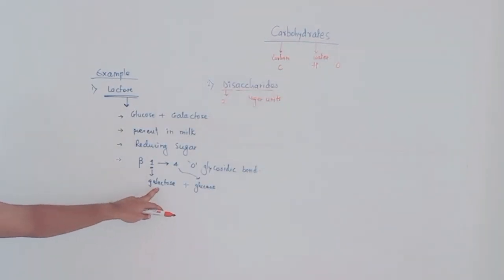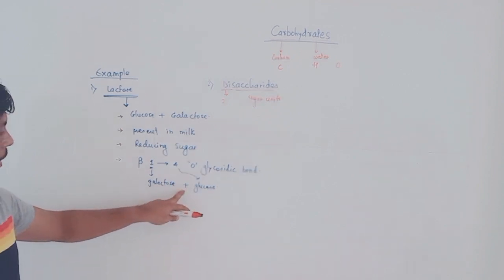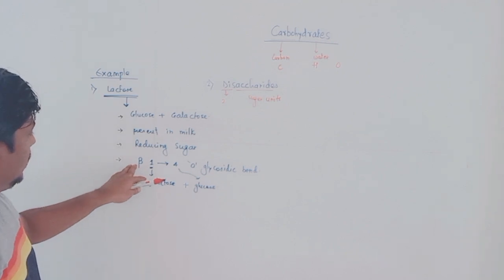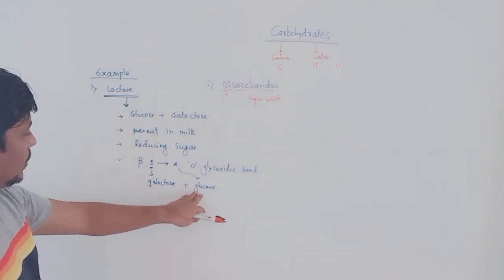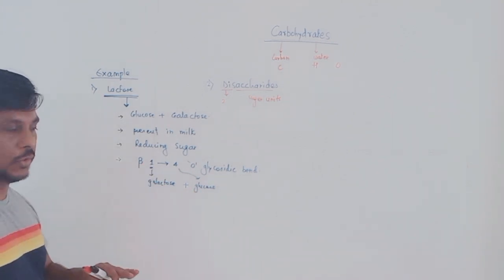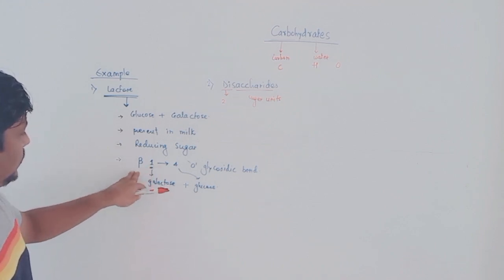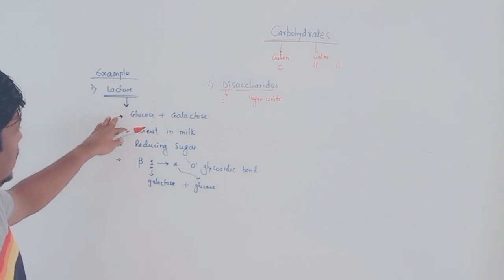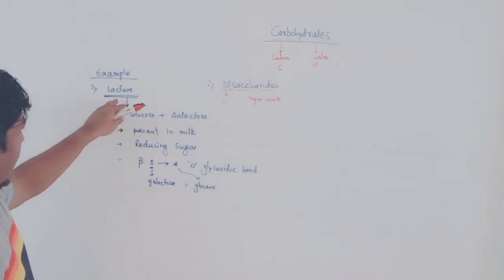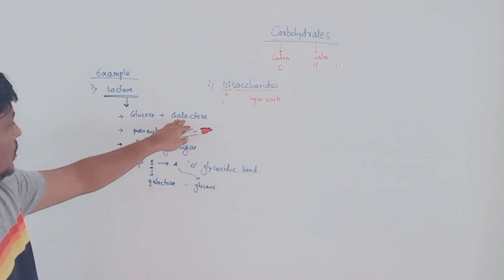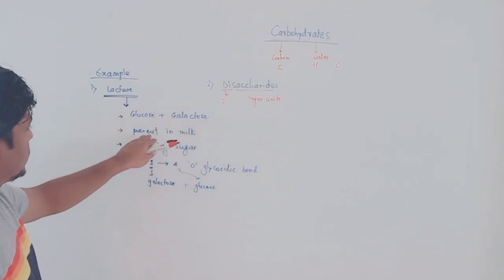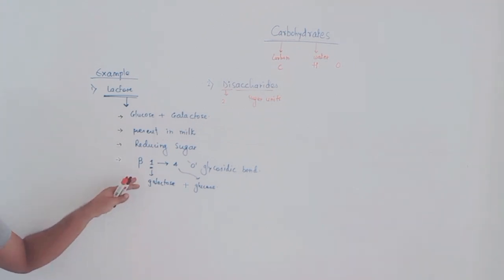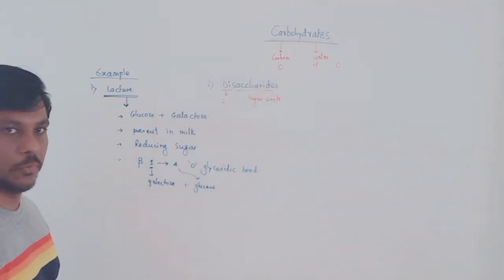So the first carbon atom of galactose gets linked with the fourth carbon atom of glucose, and both galactose and glucose are in beta configuration. So we say the bond is a beta 1,4 glycosidic bond. So lactose is a disaccharide which is made up of a glucose molecule and a galactose molecule. It is present in milk. It is a type of reducing sugar and it contains a beta 1,4 glycosidic bond.